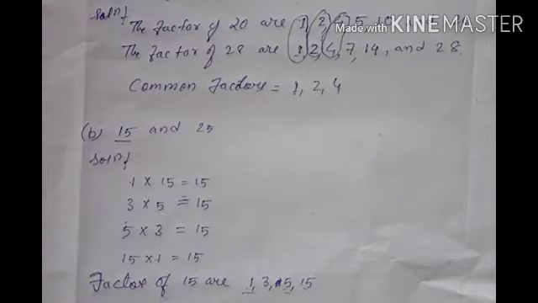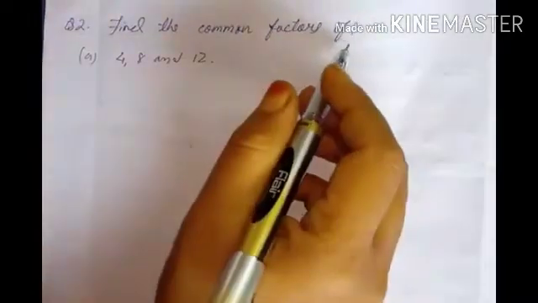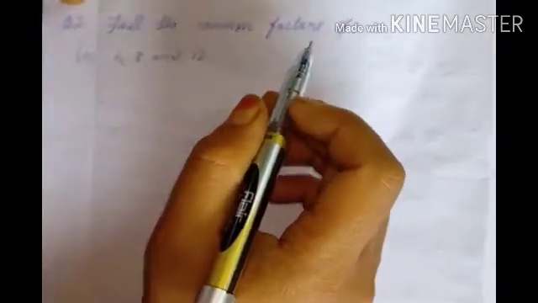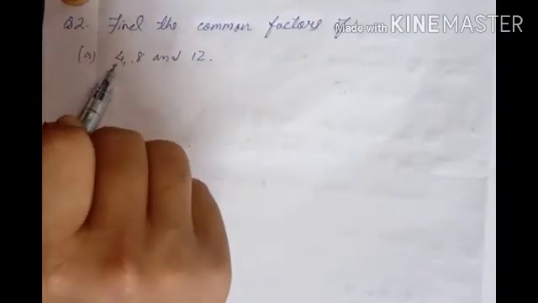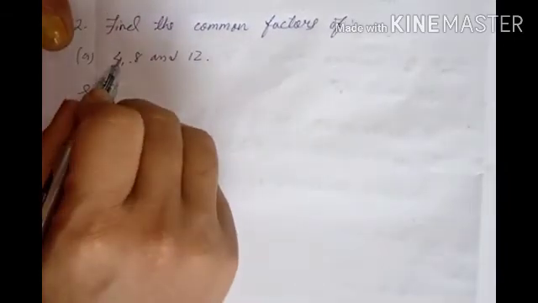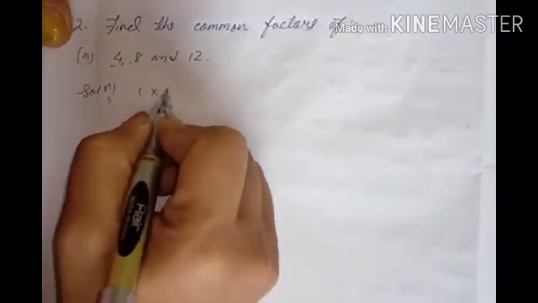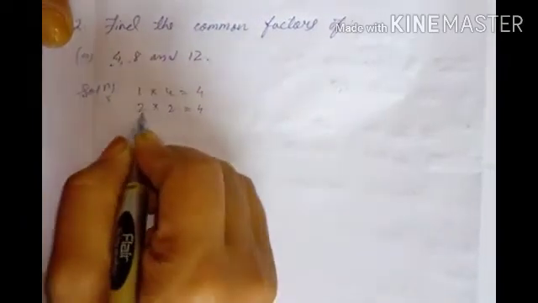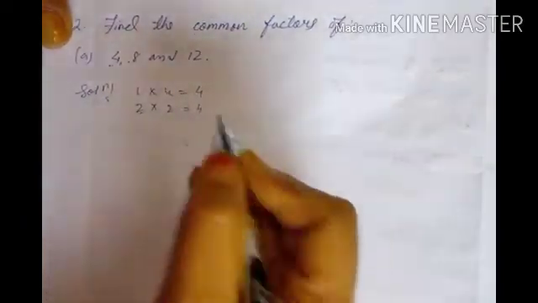The next question, number 2, find the common factor. Here also you have to find the common factor, but here 3 numbers are given, 4, 8 and 12. Now you have to find the factors of all the numbers. For 4, 1 into 4 is 4. Now 2 into 2 is 4. Now 2 is already repeated, that means only this many numbers are there.